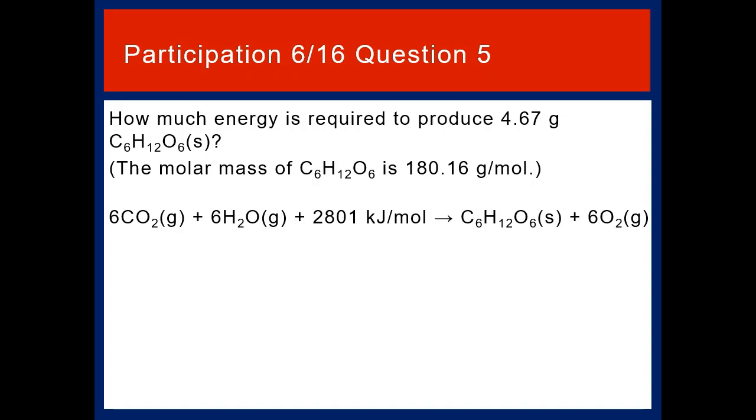Again, how much energy is required to produce 4.67 grams of glucose? Molar mass of glucose is 180.16 grams per mole. The reaction is 6 carbon dioxide and 6 water plus 2801 kilojoules per mole. Makes glucose and some oxygen.